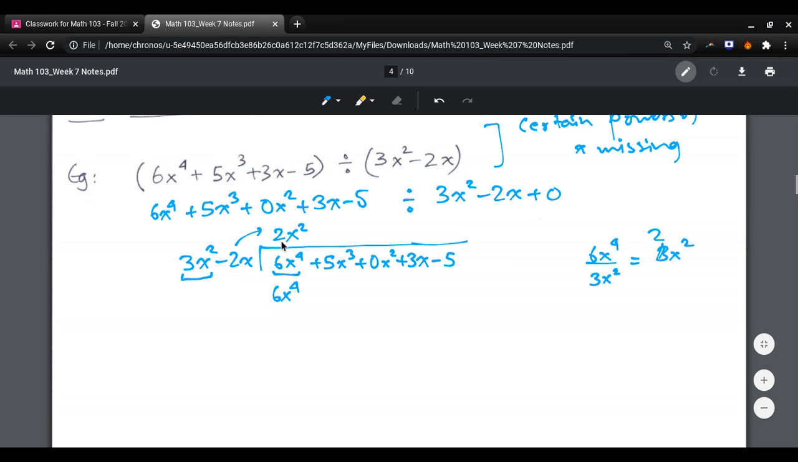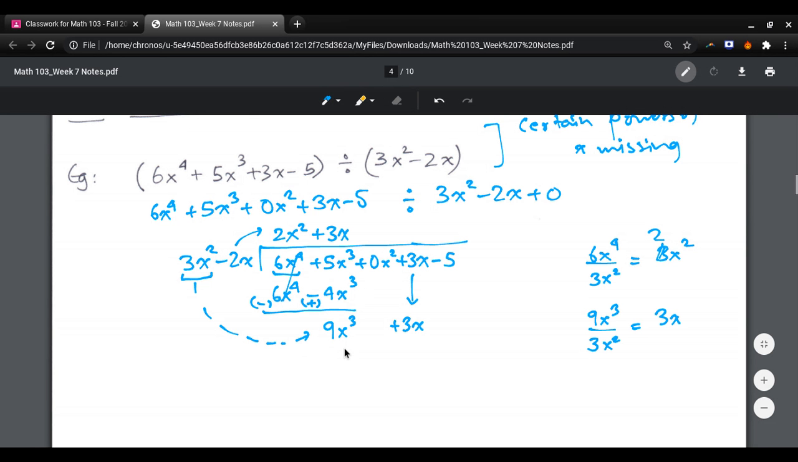Now negative 2x times 2x squared is negative 4x cubed. When I subtract, the first term cancels out. This becomes a positive: 5 plus 4 is 9x cubed. Now, over here, we don't have an x squared term, so I'm just going to bring down the x term. Again, look at how many times 3x squared goes into 9x cubed. That's 9x cubed over 3x squared, which is 3x. So I get a plus 3x, 9x cubed.